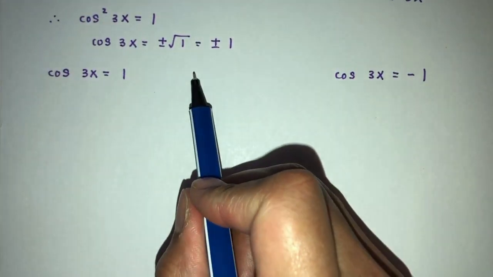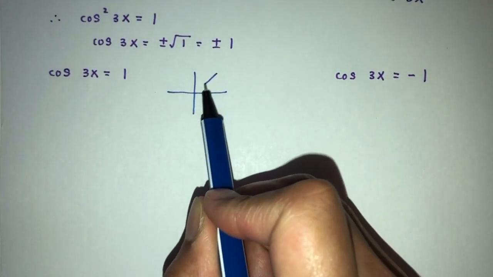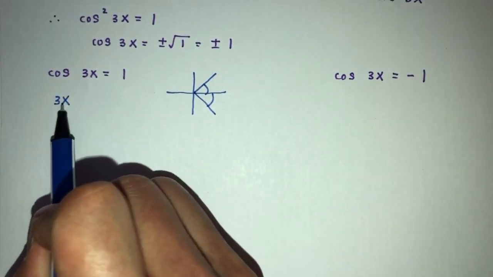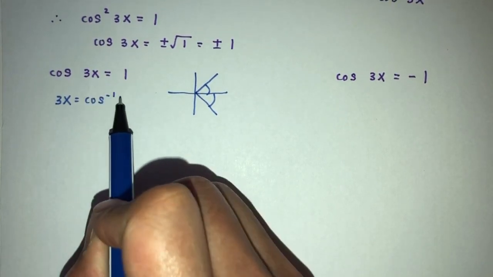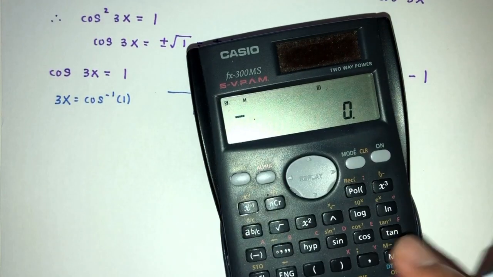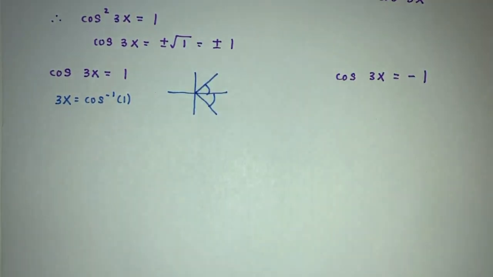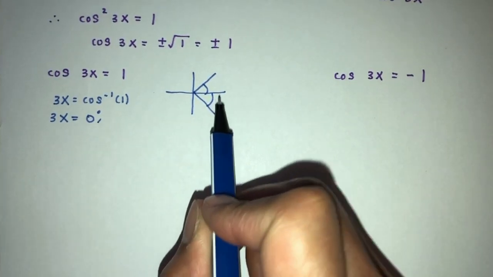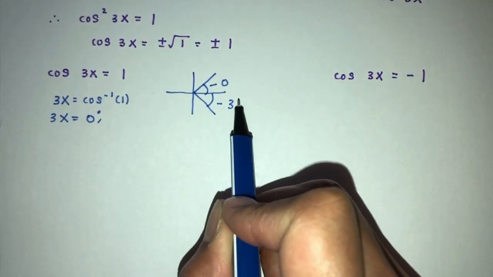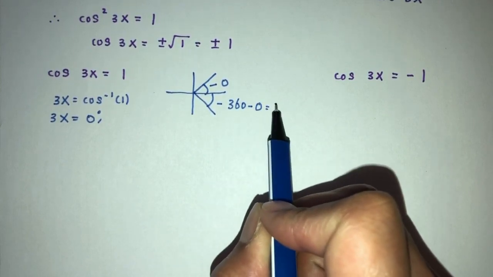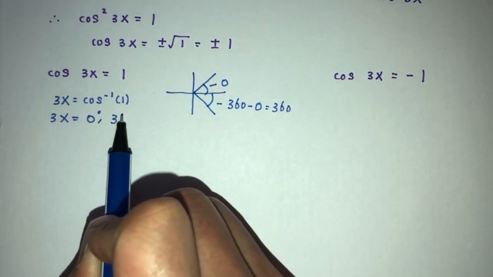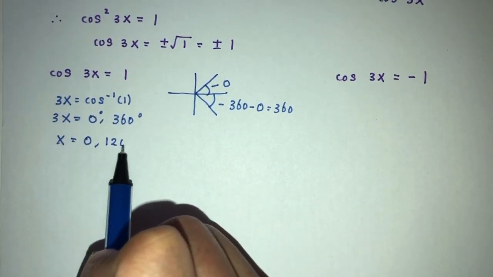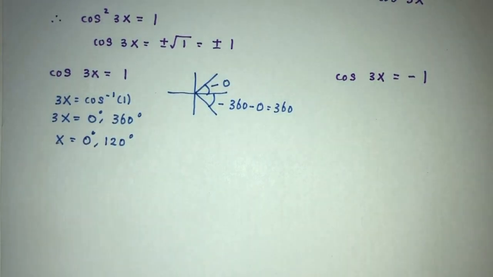Now when cos is positive, it will be in your first quadrant and the fourth quadrant. So 3x has to be cos inverse of 1. Cos inverse of 1 is 0. So 3x can be 0, but also it can be 360 minus the angle 0, that will be 360. So this will also be 360 degrees. So x can be 0 and 120. So here we have two values of x.